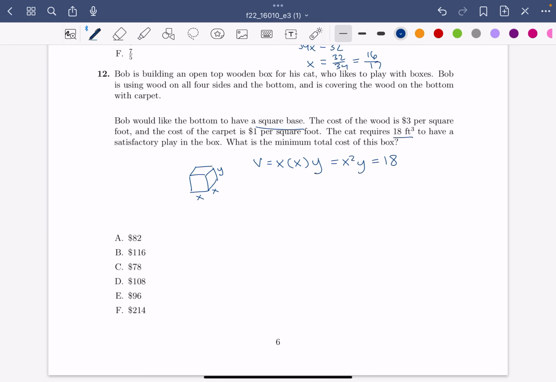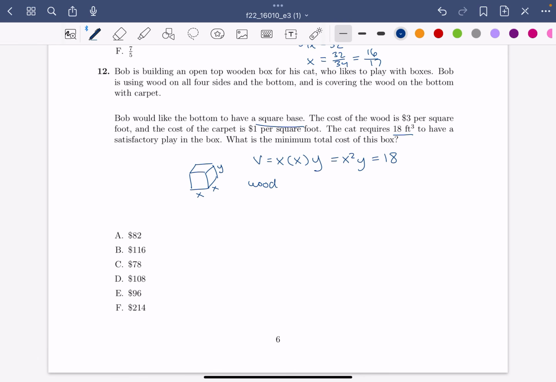Now, we need to figure out the equation for the cost of the box. So, wood is $3 per foot squared, and carpet is $1 per foot squared. If we write our cost equation, we need to know how many panels of each thing we need. So we need 1 bottom panel and 4 side panels.